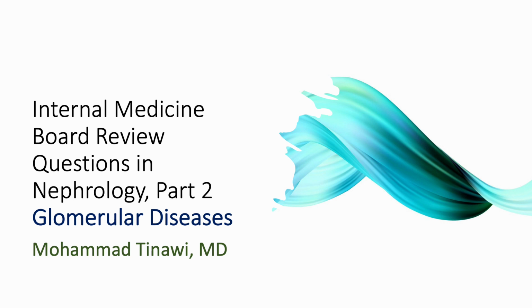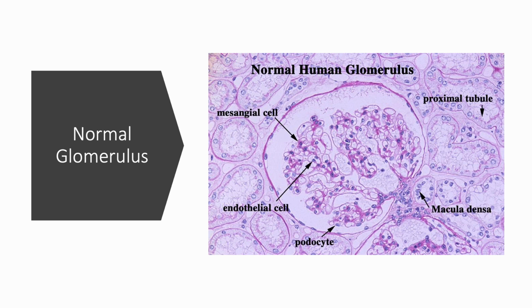This video is not only helpful if you're taking a board type exam, but it's also helpful if you would like to understand glomerular diseases. So let's get started. The key to understanding glomerular diseases is to know the anatomy of the glomerulus. Now first, let's look at a normal human glomerulus. Really take a mental picture of this because once you know what's normal, it'll be easy to know what's abnormal.